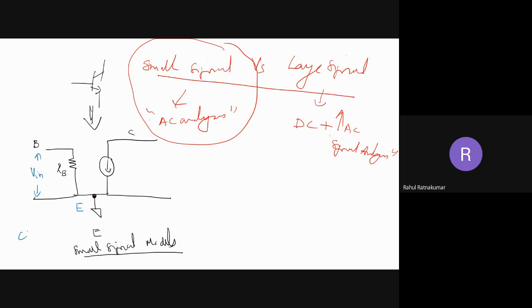So this is a common emitter configuration. You can say common emitter, the emitter is common. This is the emitter. Common emitter configuration. And this is V input, and the V output I will take from here.